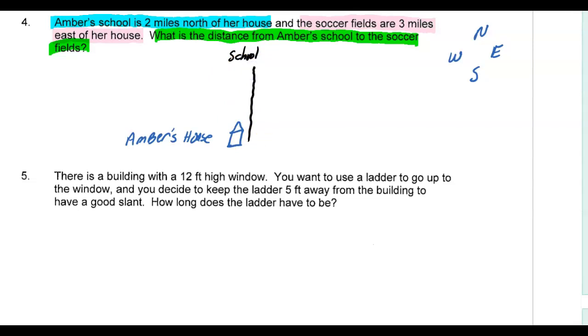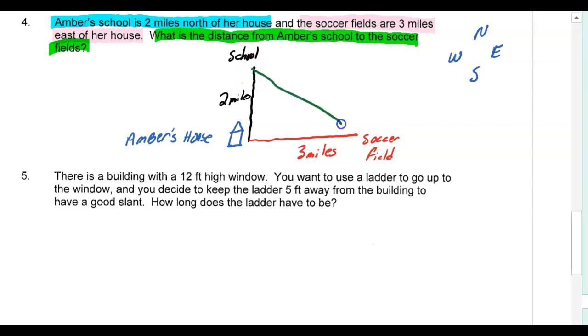And then the soccer field is 3 miles east of her house. So that black line I drew is 2 miles. Now I'm going to go 3 miles east. And then here's the soccer field. And that's 3 miles. What is the distance from Amber's school to the soccer field? So this would be this green length that I just wrote. Again, we have our right triangle. I'll call that x. And we'll use the Pythagorean theorem again.